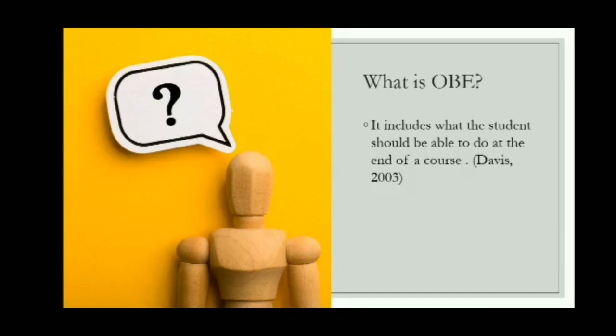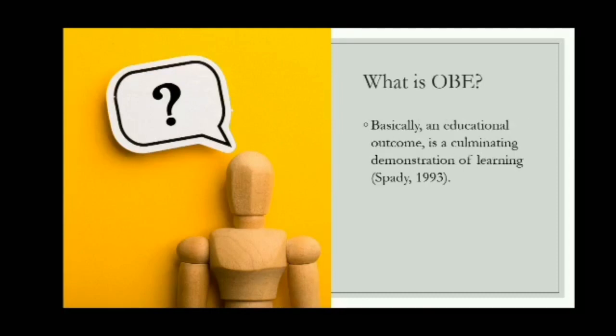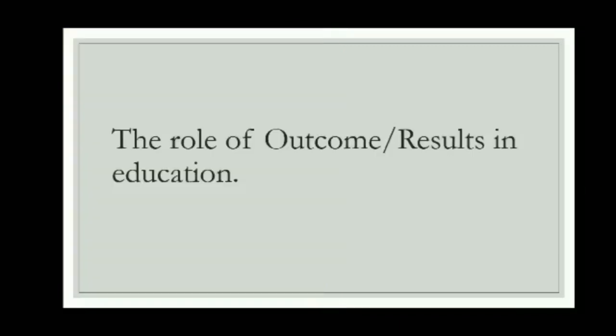So that is OBE. According to Davis, it includes what the student should be able to do at the end of the course. So mainly it talks about the results or what kind of product the institution is able to produce. And according to Laney, OBE is basically an educational outcome. It is a culminating demonstration of learning.